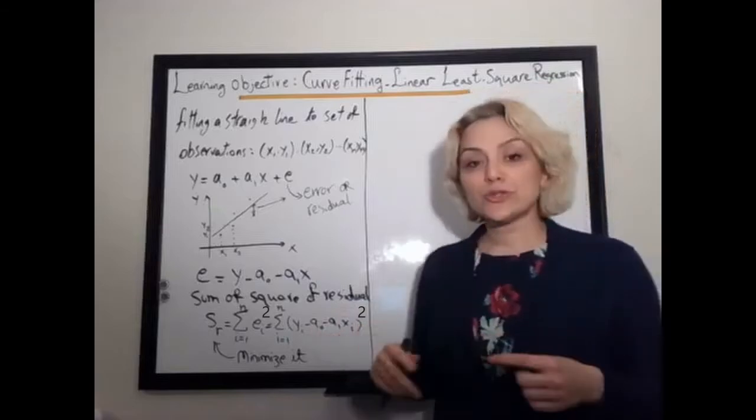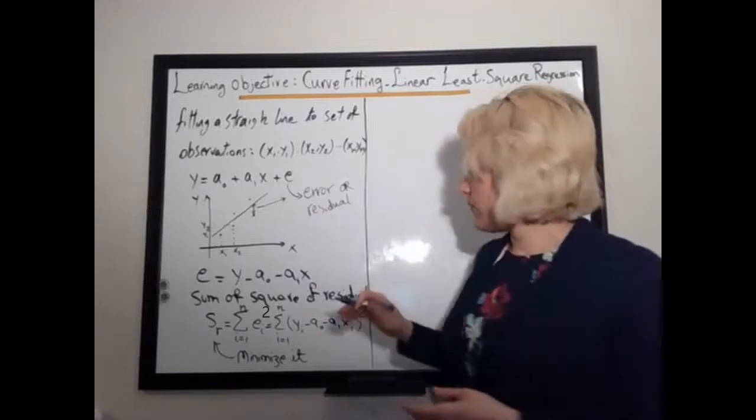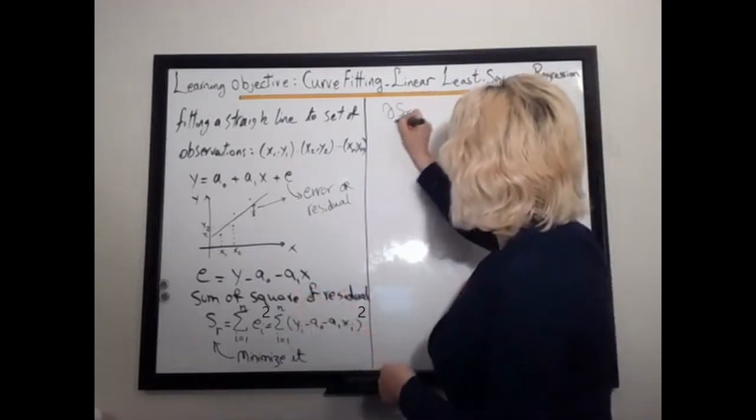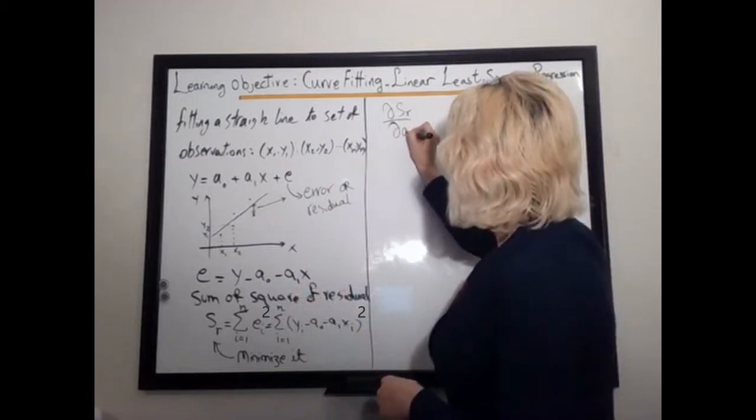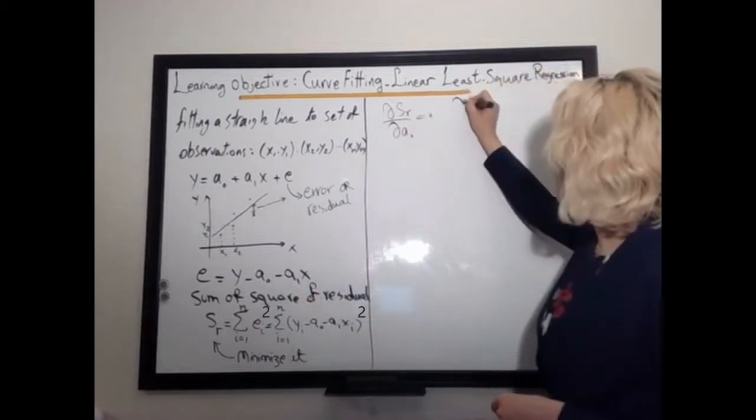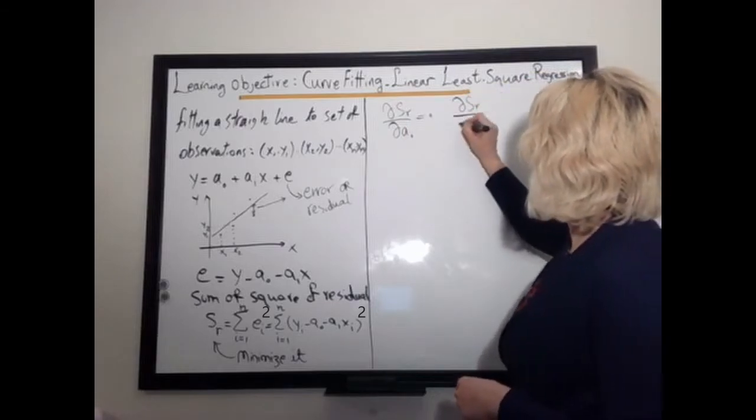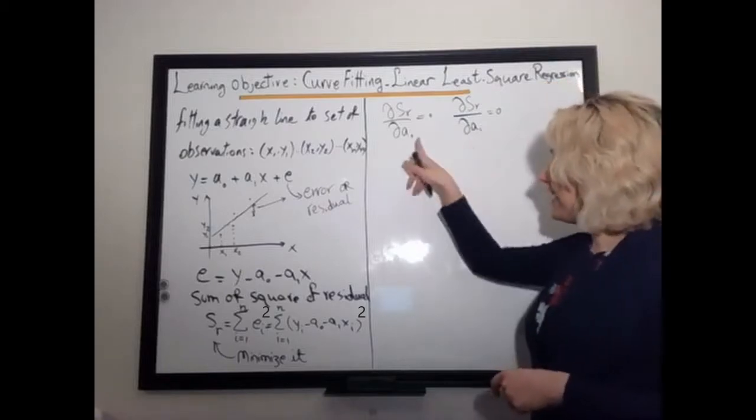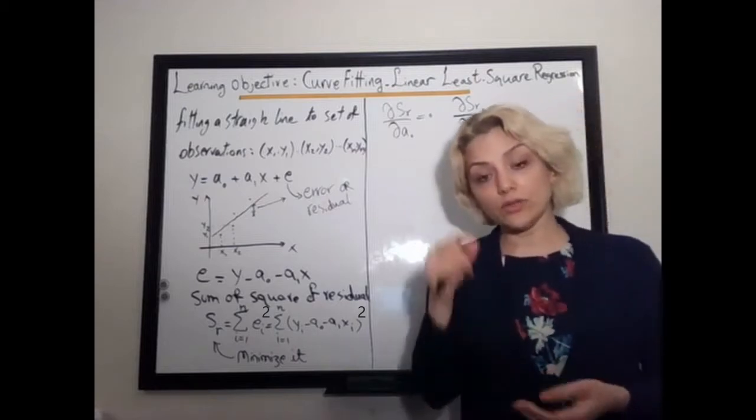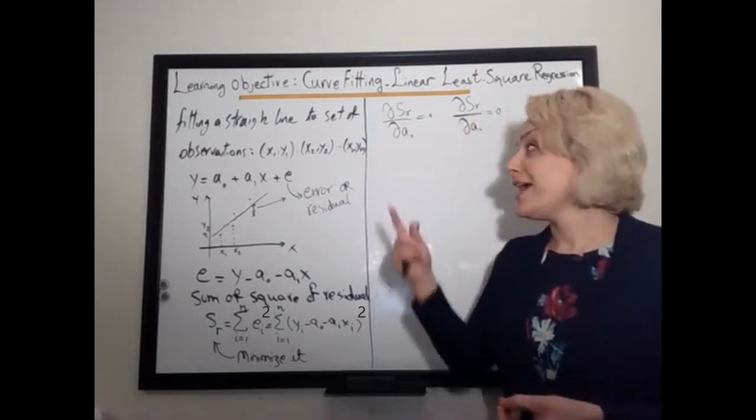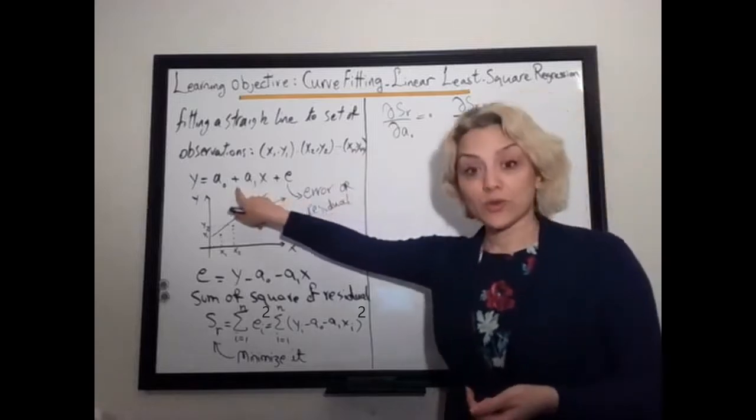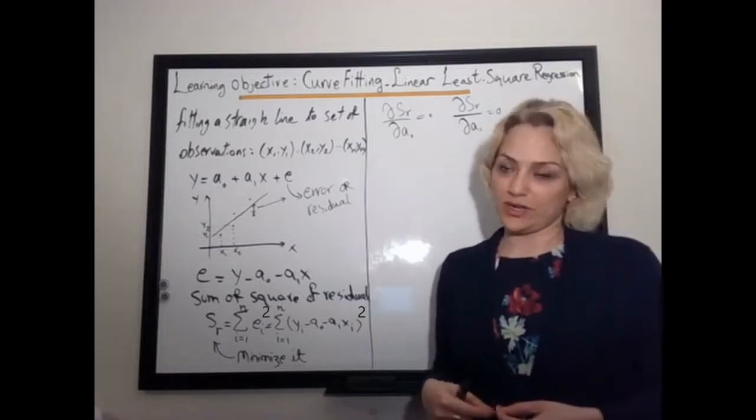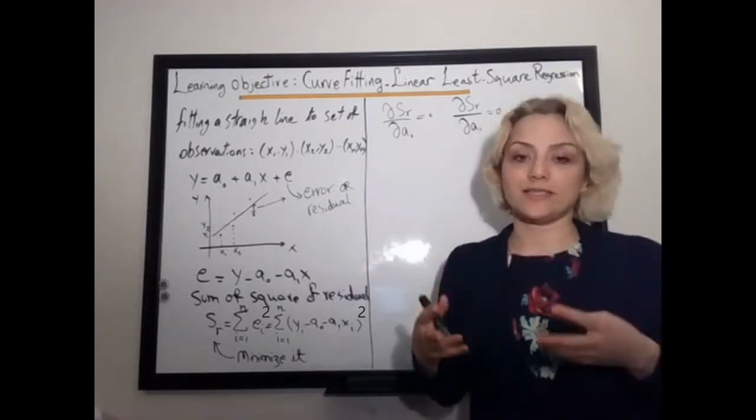And because there are two, it's going to be a partial derivative. In fact, we want to get the partial derivative of SR with respect to a0 equal to 0, and also the partial derivative of SR with respect to a1 equal to 0. Because when we do this and find the a0 and a1, those numbers are actually the numbers that, if we put them in this equation, are going to give us a line which has the minimum amount of the residuals compared to the different lines that we could have.